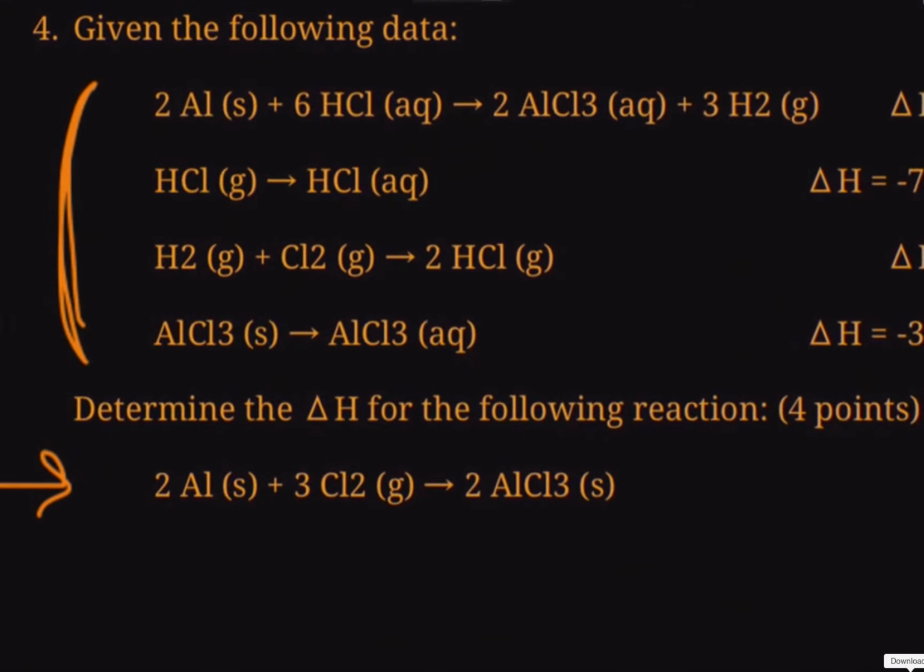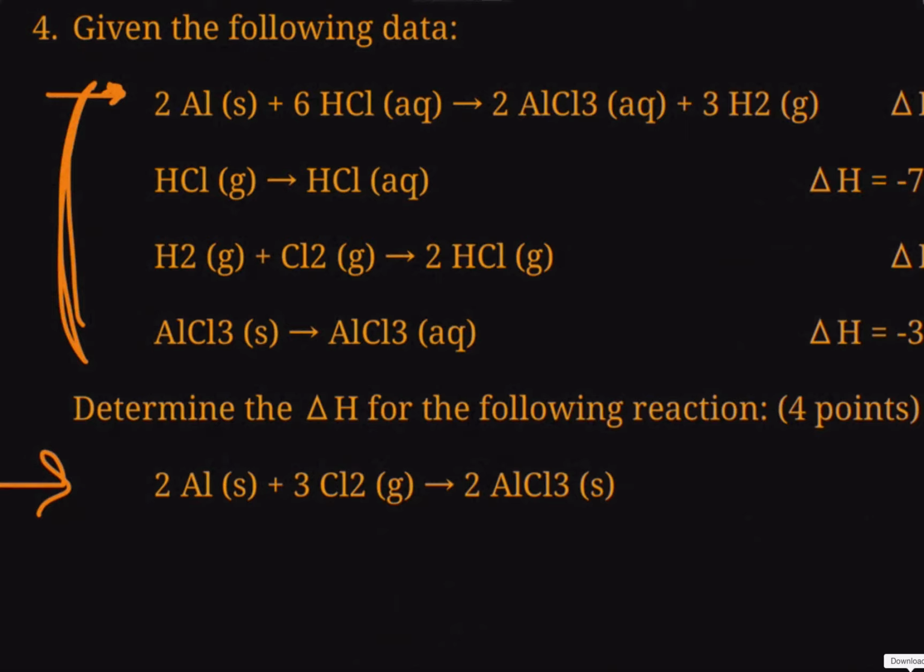So the first thing I'm going to notice, and I'm going to zoom this in here a little bit for a minute, is I've got 2 aluminum solid as a reactant in my final equation. In this first equation up here, I've got 2 aluminum solid on the left-hand side. Great. I'm not going to have to do anything to that equation, hopefully, because it's got the right number, 2 aluminum, and the aluminum is on the left-hand side already, so there's no flipping around.